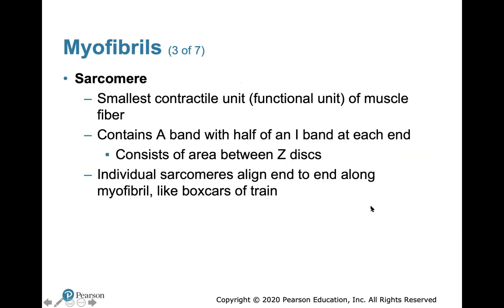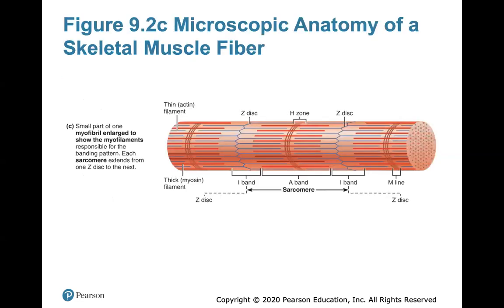A sarcomere, again, is the smallest contractile unit or the functional unit of a muscle fiber. It will consist of the area between two Z discs, which will be containing an A band with half of an I band at each end. The individual sarcomeres will align end to end along the myofibril, kind of like boxcars on a train.